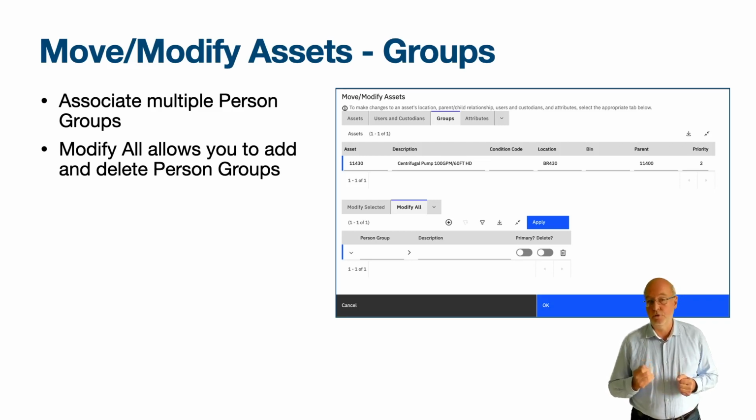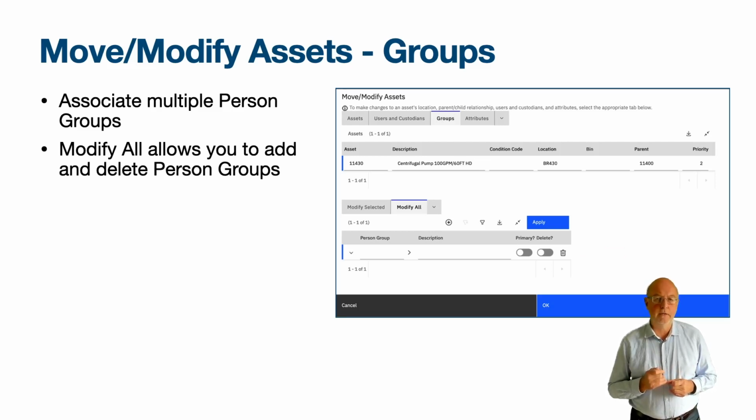You can add new person groups or delete a person group from the set of assets. The Modify All is making the change to all selected assets when you use the Apply button, and not just the current asset highlighted. If you look closely, when the Modify All tab is made active, there is already one record. You do not need to use the New Row button. This will just create a second row in the table window.